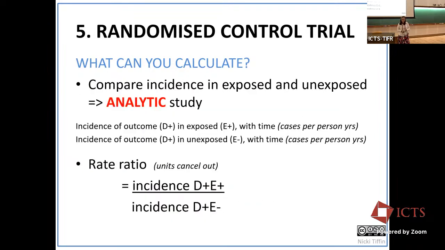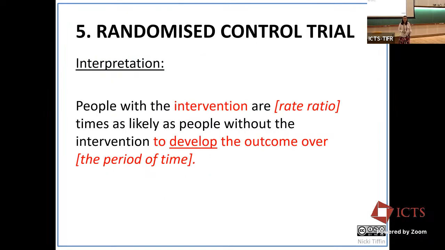So yeah, it's analytic and you get a rate ratio. So people with the intervention are 3 times as likely as people without the intervention to have remission from the disease over a 3-year period. Let's hope for that medication.